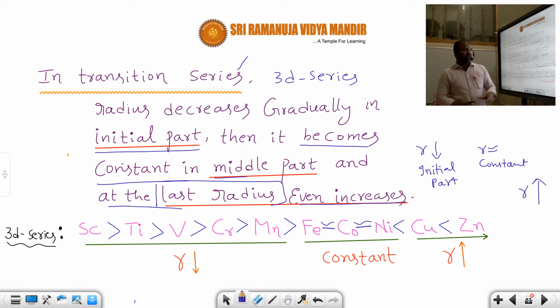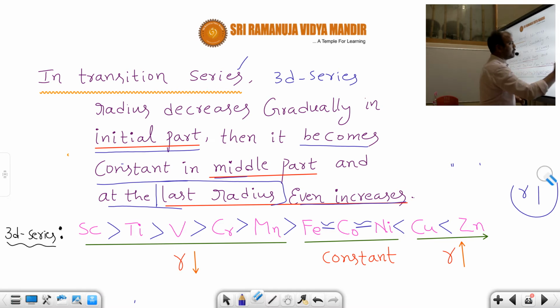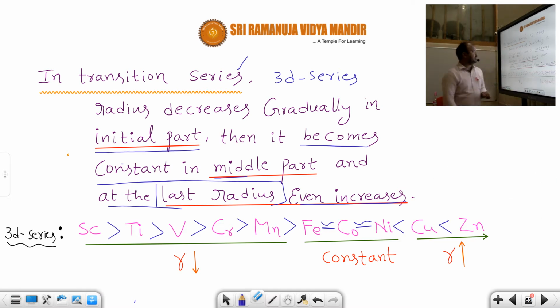So in the 3d series, in the initial part the radius decreases, the distance decreases. After that, in the middle part the radius is constant. At the last part, the radius increases. This is not a regular trend. It is the irregular behavior of atomic radius values shown in the 3d series. Why does it occur like this? What is the reason? I will explain now. I hope you are very clear here. So in the transition series, the radius decreases gradually in the initial part, becomes constant in the middle part, and at the last it even increases.